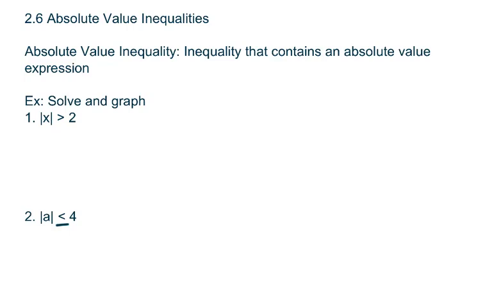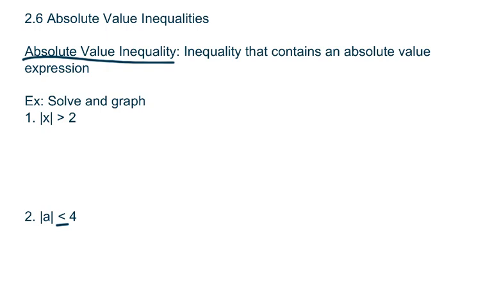Section 2.6, absolute value inequality. It's going to start with one vocabulary term, and that would be absolute value inequality. The definition is going to be very mind-blowing to you. It's an inequality that contains an absolute value expression. There's nothing really more we can say about that. We kind of use the term in its own definition, but it should make sense. An inequality that contains an absolute value expression.